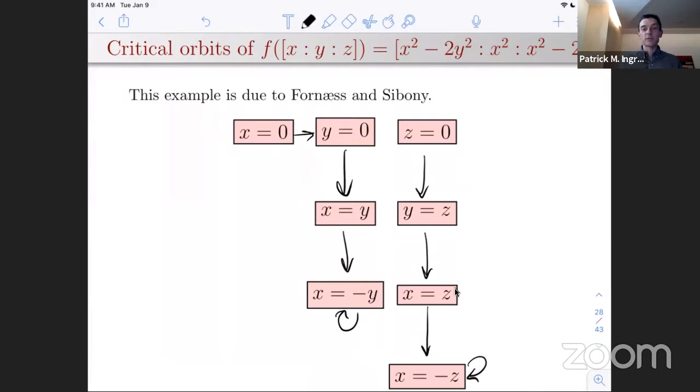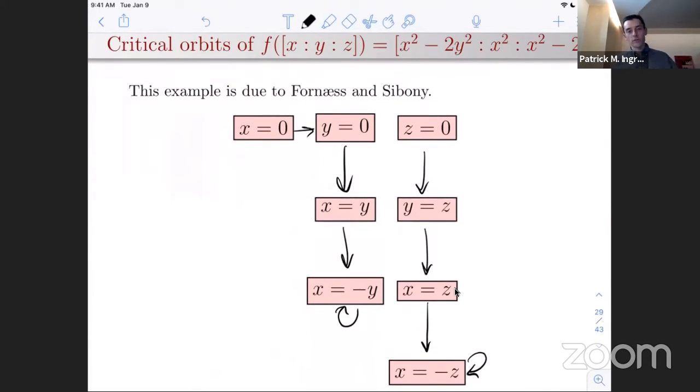And you can see that this example is post-critically finite. So all the ramified hyperplanes, or the whole ramification locus, eventually maps down to some fixed divisors. And I have another example.